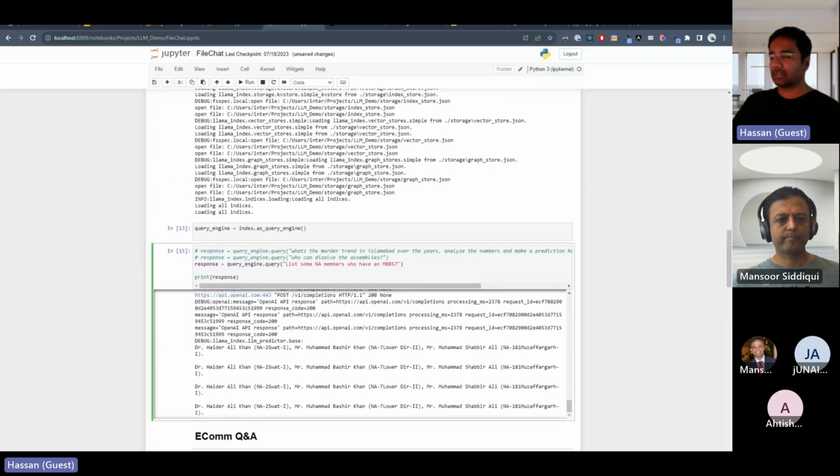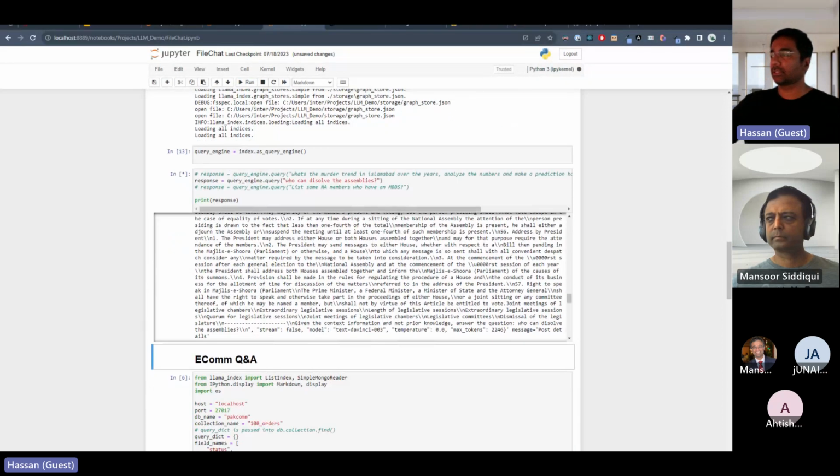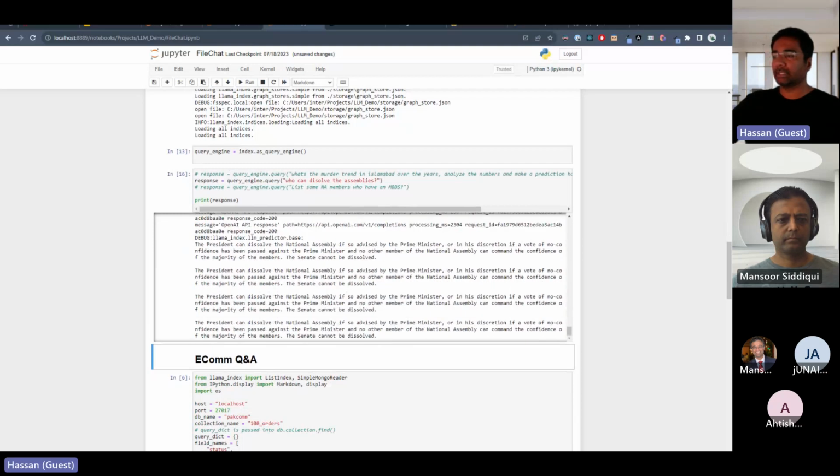I can ask it some other questions. For example, who can dissolve the assemblies, right? This is something that it would find in the Constitution PDF. And it can tell me the president can dissolve the National Assembly and so on. So it finds that information in there.